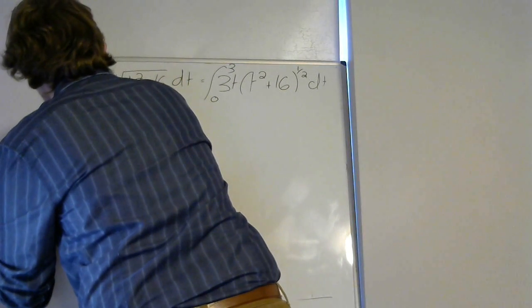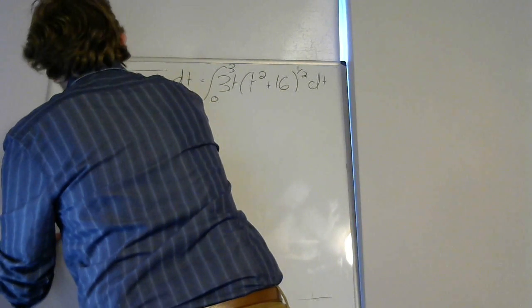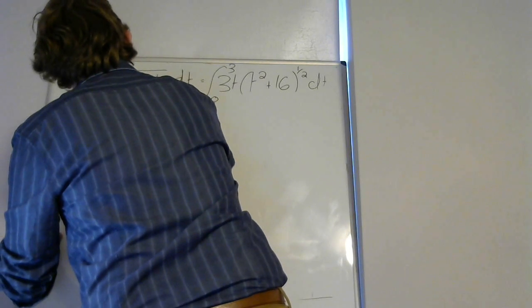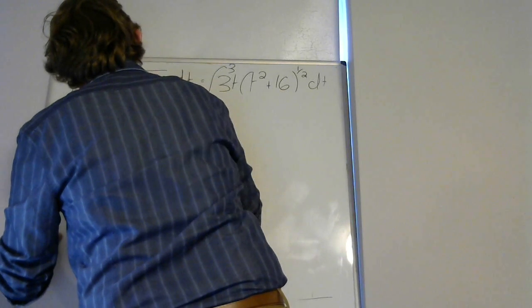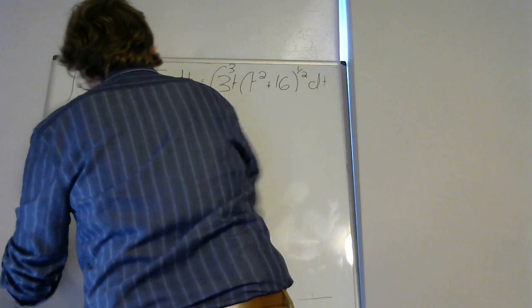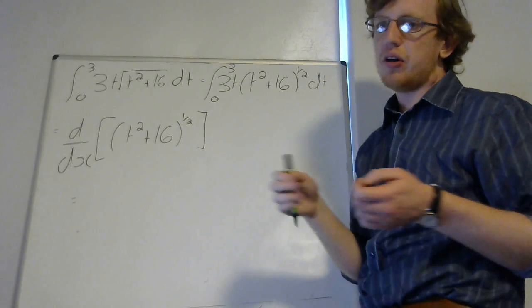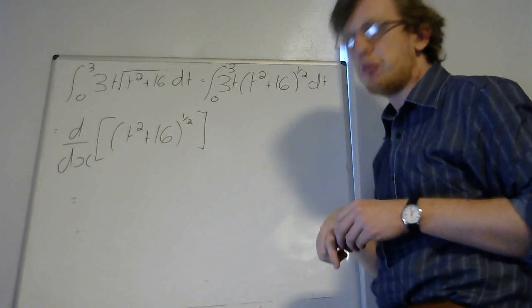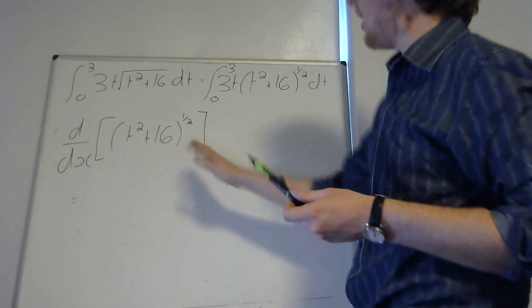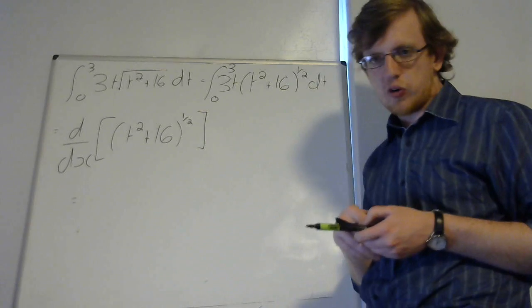So I started by saying, let's differentiate t squared plus 16 to the half. We'll see how close we get. We might have to adjust it. We might not. You might get lucky straight away. Probably not though. Okay. How do you differentiate using the chain rule?